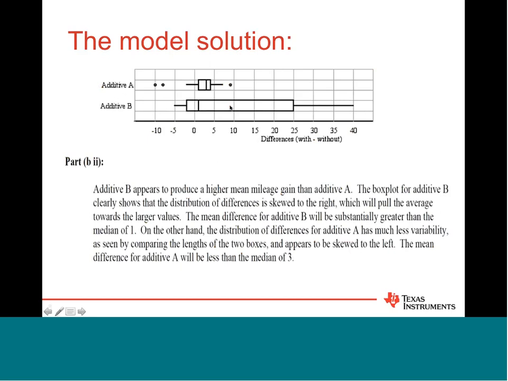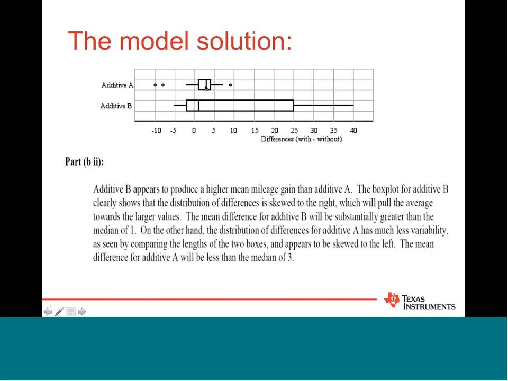the larger values. And Gail had shown you with the beats per minute after the students exercised on that dot plot, how it was skewed in the other direction, and the skewness was pulling that mean down to the left. The mean difference for B will be substantially greater than the median of 1.